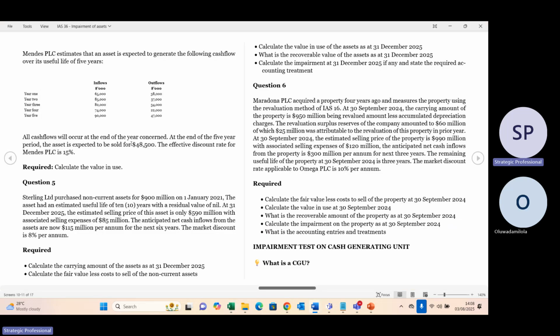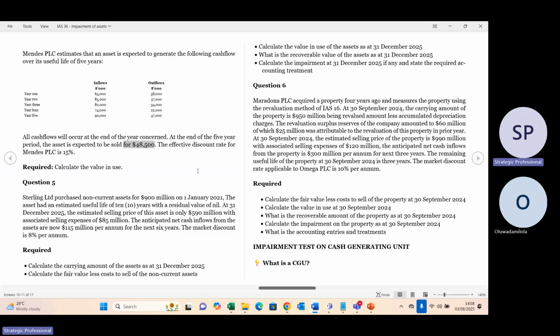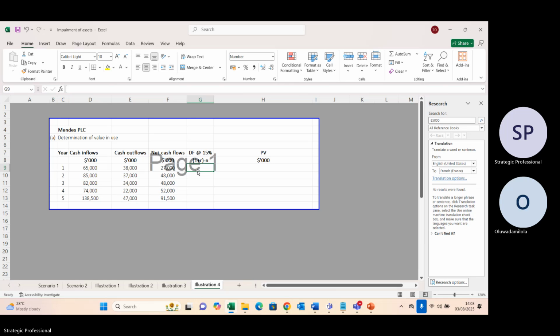This is where I got it from. This part. So the asset is expected to be sold for 48,500. So what we're trying to do is get the amount in future that they will make. This is the amount it will cost them when using that asset. Then the difference between the inflow and the outflow will give the net cash flow.